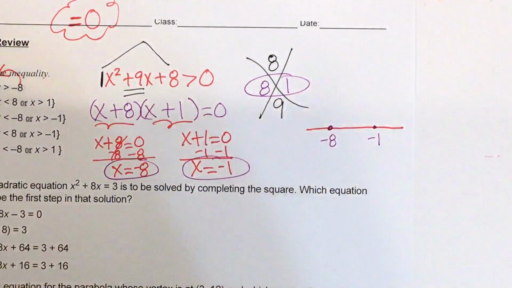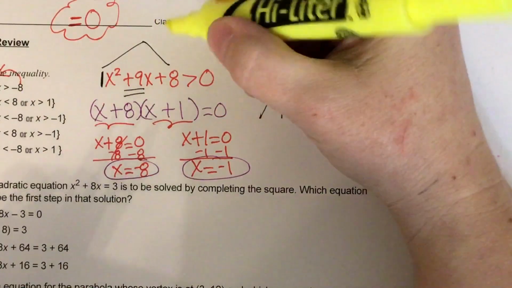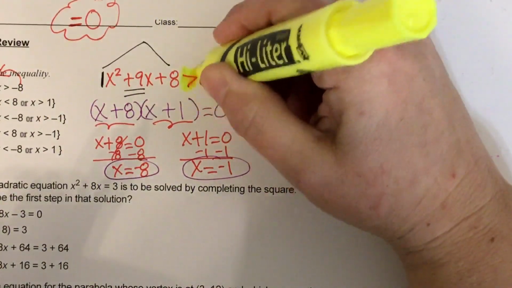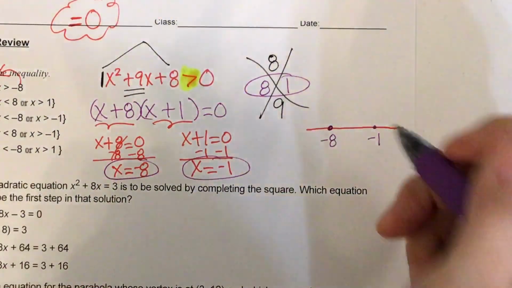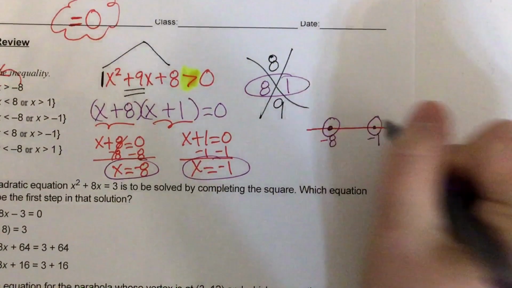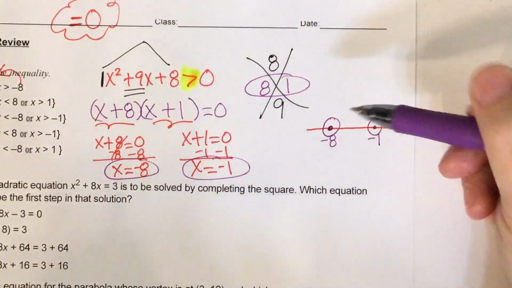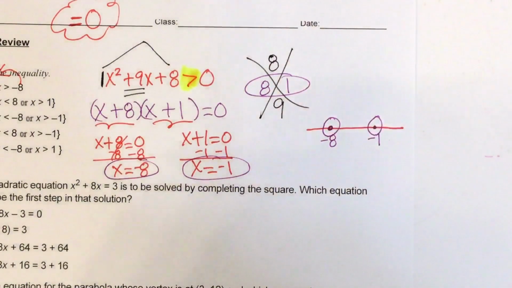And then I look at this symbol right here. Because there's no equals, they would be open circles. I'm sorry, it looks like I closed them. I should have made a little tick mark instead.